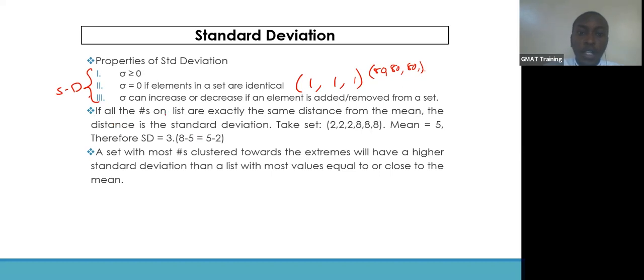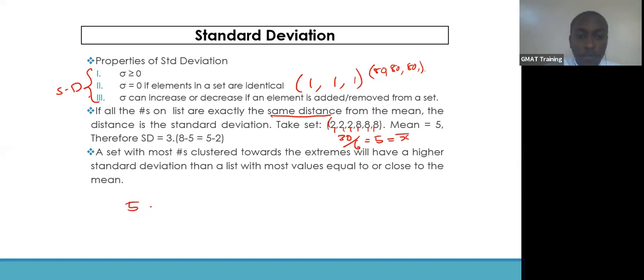If all the numbers on a list are exactly the same distance from the mean, the standard distance is the standard deviation. Let's take this set: 2, 2, 2, 8, 8, 8, where the mean is 5. You can try to do that. 2 plus 8, that's 10. 2 plus 8, that's 10. 2 plus 8, that's 10. 10 times 3, that's 30. 30 divided by 6 elements, and the mean should be 5, right? And the standard deviation is 3. How is the standard deviation 3?